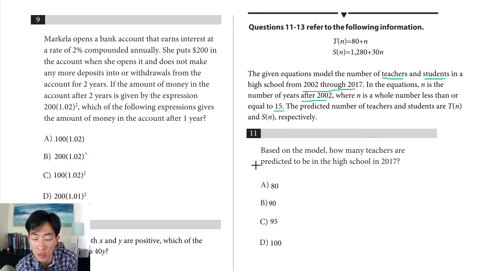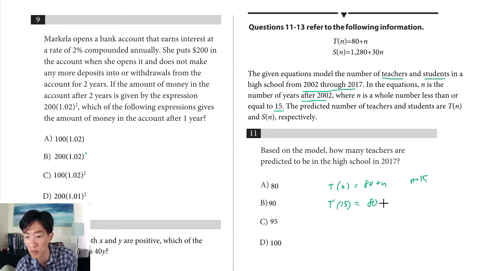Makes sense. So let's see what the question says. Based on the model, how many teachers are predicted to be in the high school in 2017? We're going to take the top equation, T of n equals 80 plus n. They're asking us about 2017, and n is the number of years after 2002, so in this case n is going to be equal to 15. T of 15 is going to equal 80 plus 15, which is 95. That means after 15 years, there's going to be 95 teachers. And so C is the answer.